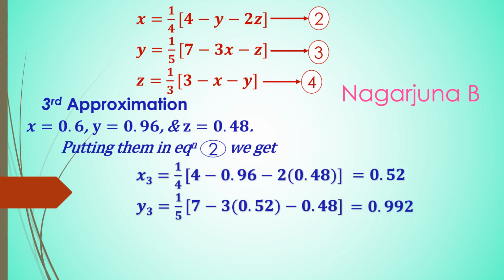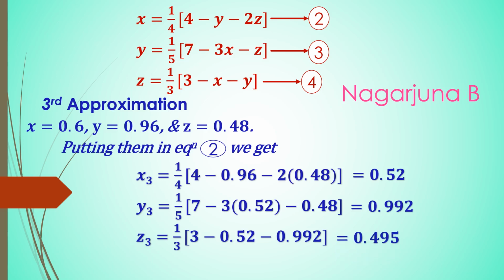0.992. Then next we need to calculate the value of z by considering equation 4 and substituting x is equal to 0.52 and y is equal to 0.992, which we have got just now, on the right hand side of equation number 4. So therefore we can write z3 is equal to 1 divided by 3 into 3 minus 0.52 minus 0.992. So this one upon simplification will be equal to 0.496.